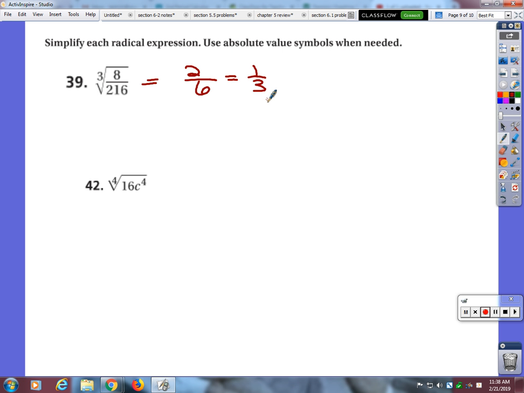No, and that's what McKenna was asking too. We took the cube root of it, so that's gone now. So if I left the cube root thingy here, that's not right, I did the cube root. So on 42, the 4th root of 16 is 2. The 4th root of c to the 4th is c. Done. No 4th root, I did the 4th root.